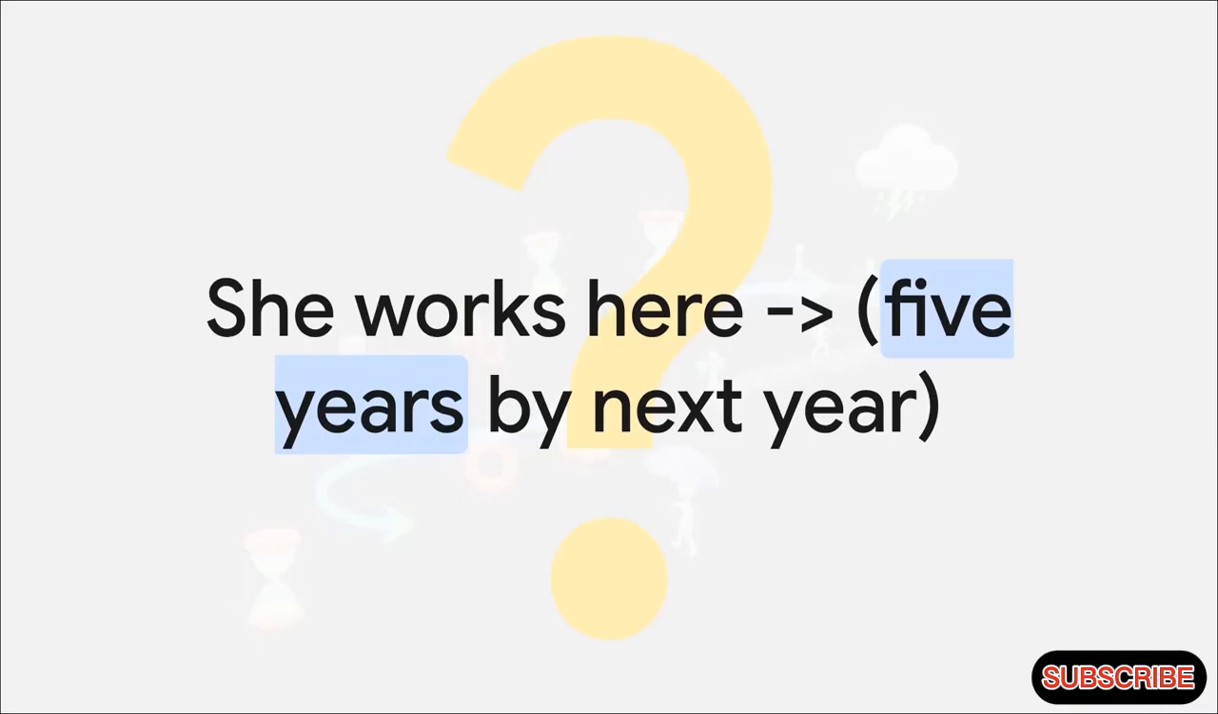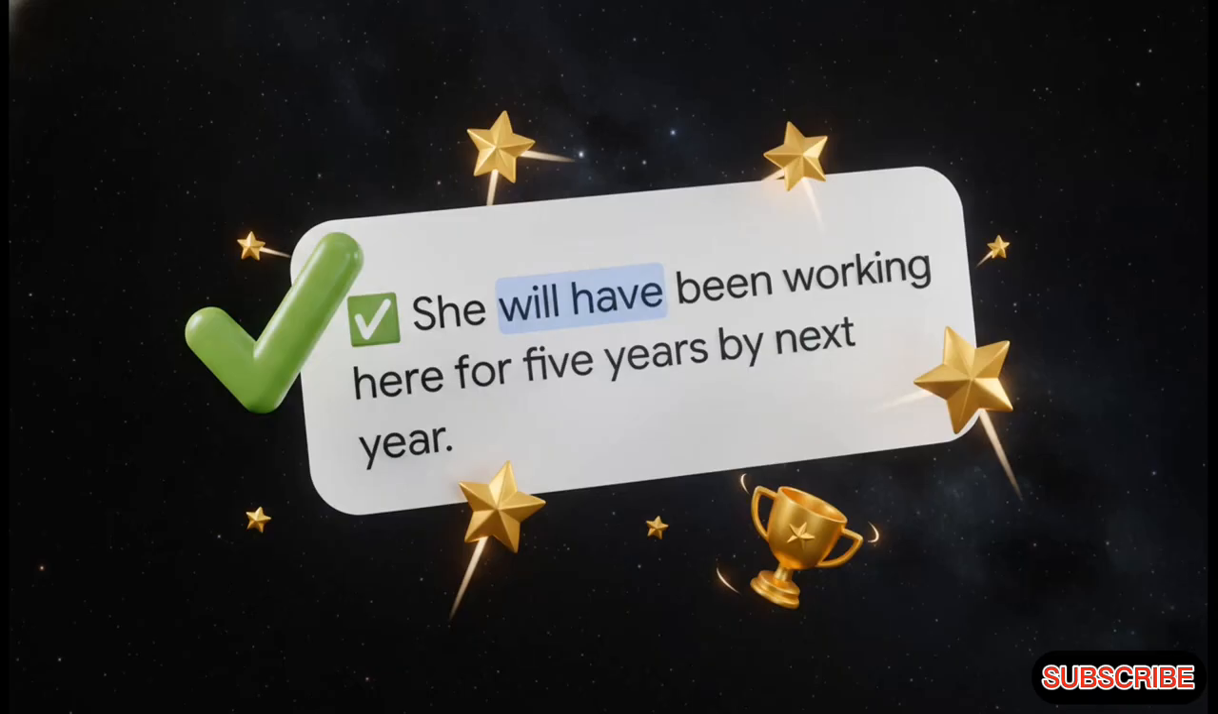Let's try another one. Change the sentence, she works here, using the time conditions for 5 years by next year. Build that formula in your head. Subject plus the magic phrase plus verb-ing. And the correct answer is, she will have been working here for 5 years by next year. You're doing great. This perfectly solidifies the whole idea of measuring a duration of work up until a specific point next year.